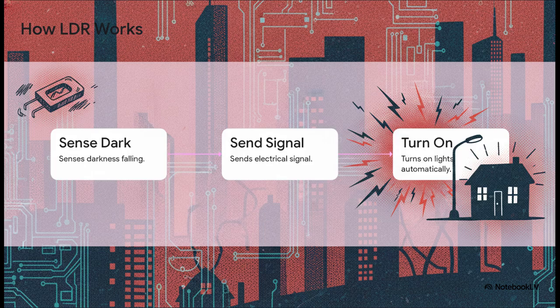Step 3, the microcontroller receives the input telling it, hey, it's getting dark out here, and it automatically switches on the street lights or maybe the smart lights in your living room. It's a totally automated cause and effect relationship based purely on sensory input.